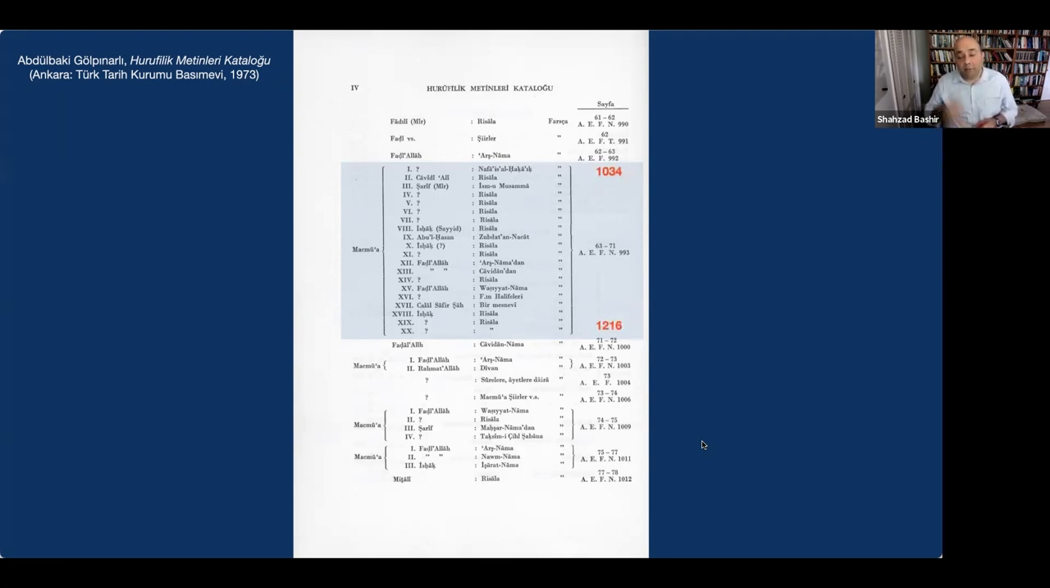One of the other important things about this manuscript is that the first work in it has a date, which is 1034. And then the last work, the 20th part, also has a date, which is 1216. The other ones in the middle don't actually have dates, but we can tell that they're different hands. So the object that is available to us is actually put together over a little less than 200 years.